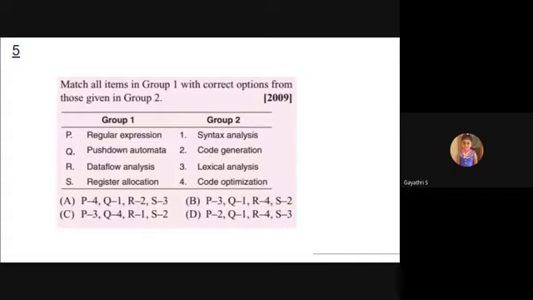This is the fifth question. Match all items in group 1 to group 2.